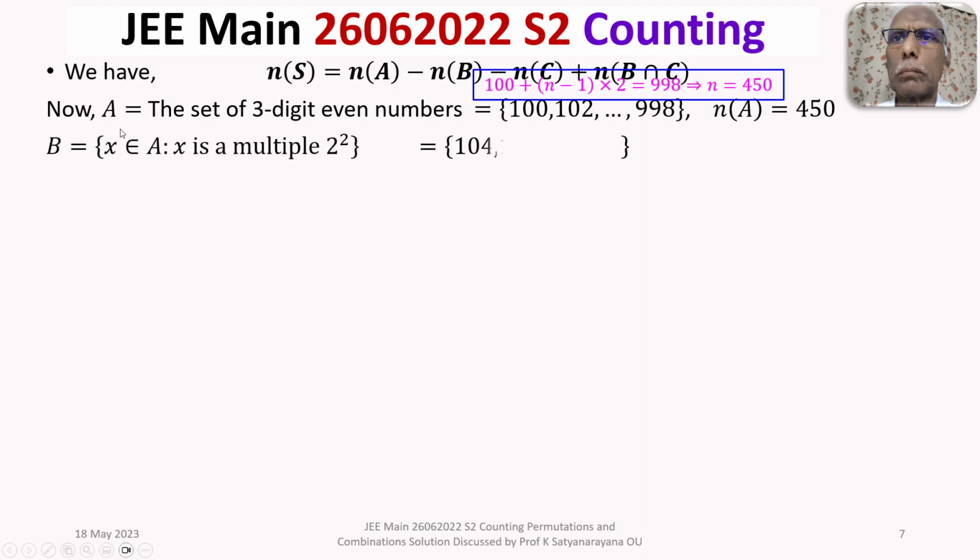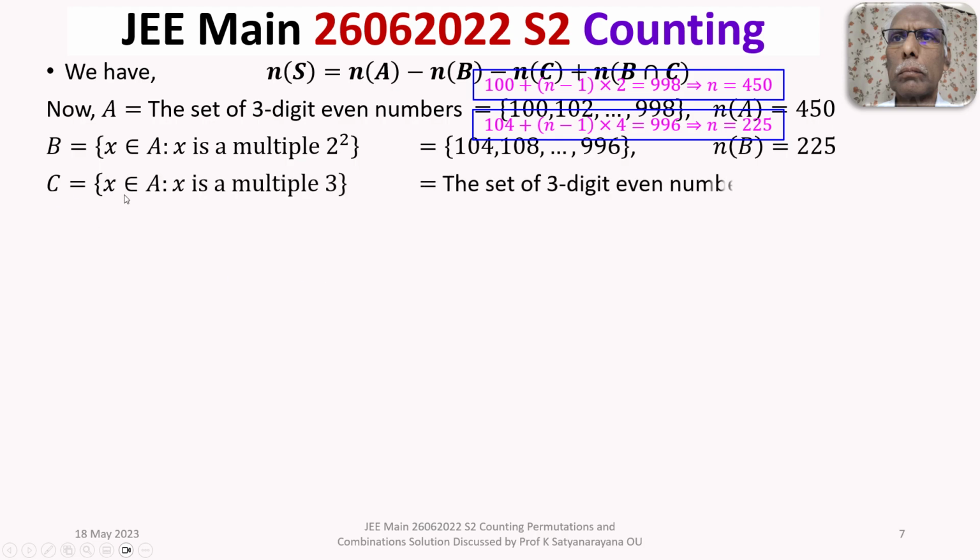Now B is the set of all x belonging to A, that means all 3-digit even numbers, in which x is a multiple of 2 square. So even and multiples of 2 square. It will start with 104, 108, 112, and so on, and end with 996. How many of these? Again, try the AP with first term 104, common difference 4, last term 996. That will give 104 plus (n minus 1) into 4 is equal to 996. On solving, you will get n is equal to 225. Therefore, n of B is 225.